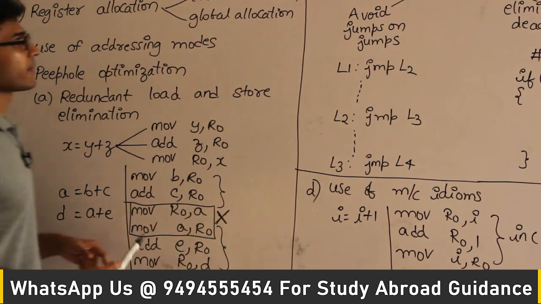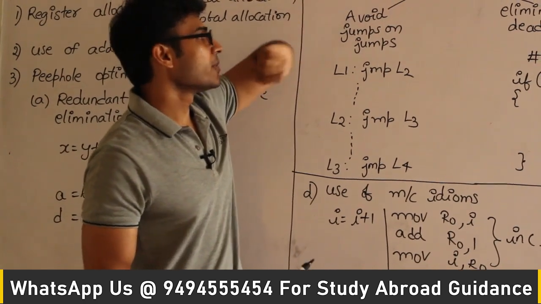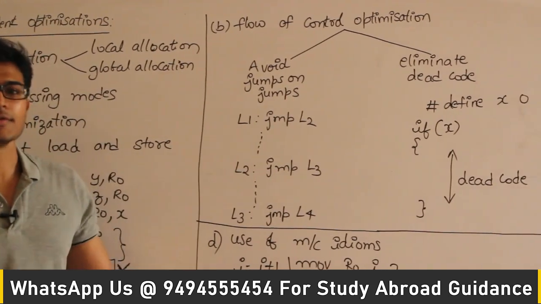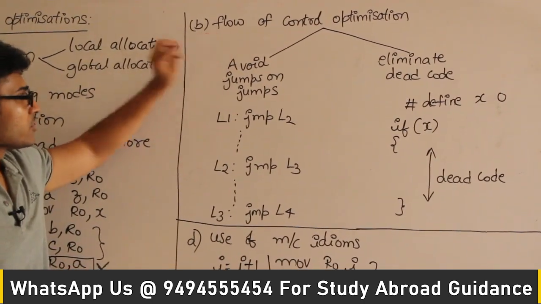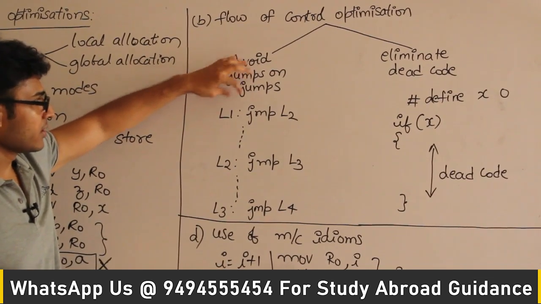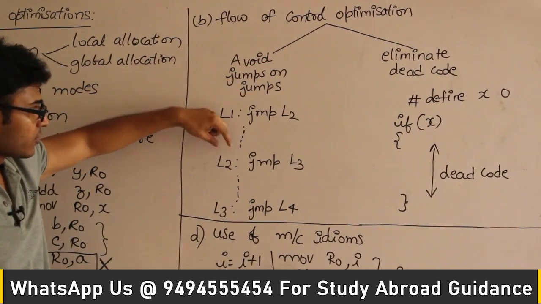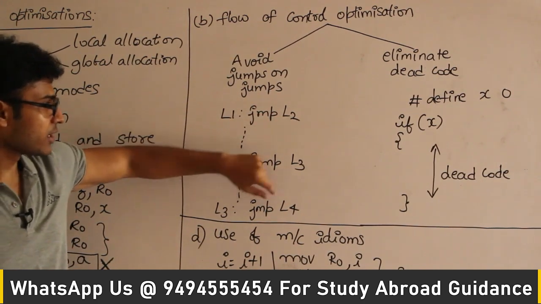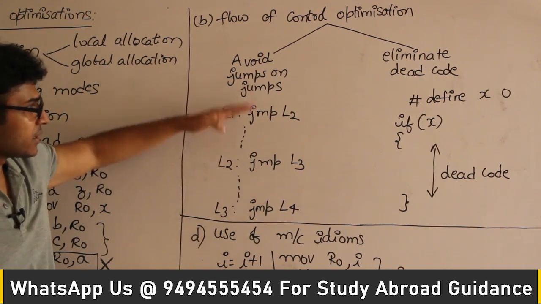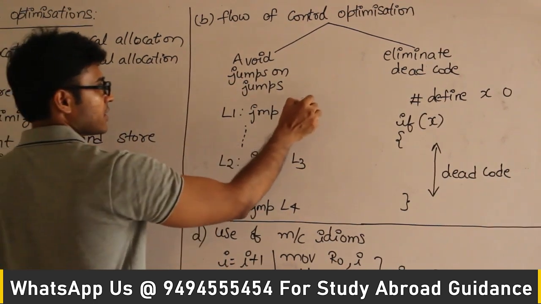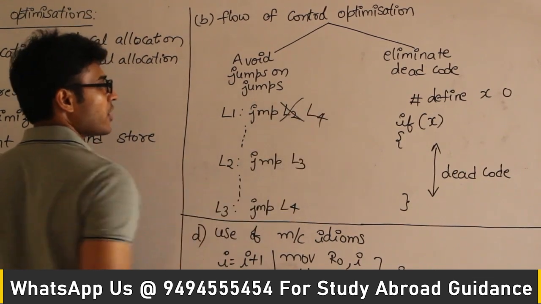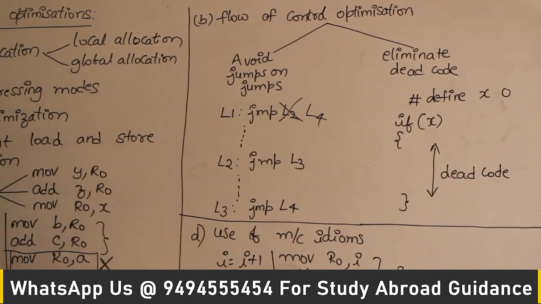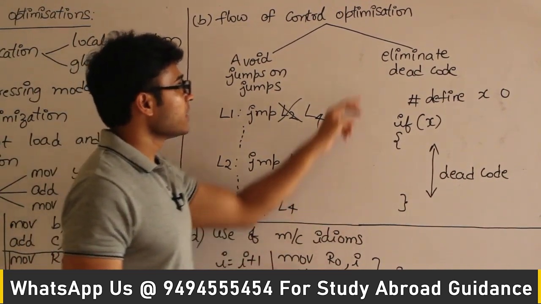This is optimization. Now look at flow of control optimization, which means sometimes the control flow will be in such a way that it is redundant. For example, jumps on jumps. See this? Now L1 says jump to L2. If we jump to L2, L2 says jump to L3. If you go to L3, it says jump to L4. So unnecessarily you are jumping this many times. Actually this should have been written simply as jump to L4. That would have been sufficient, which means directly going to L4 is what you needed, but you are going through so many jumps.